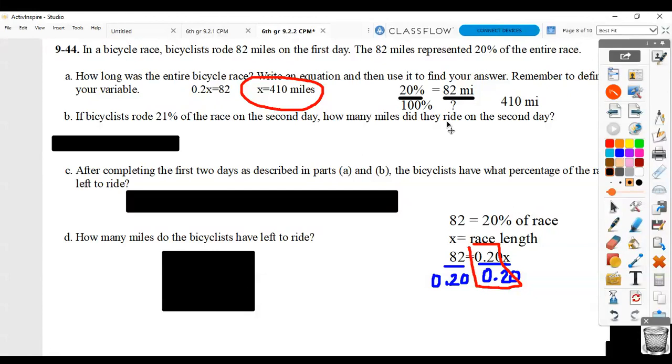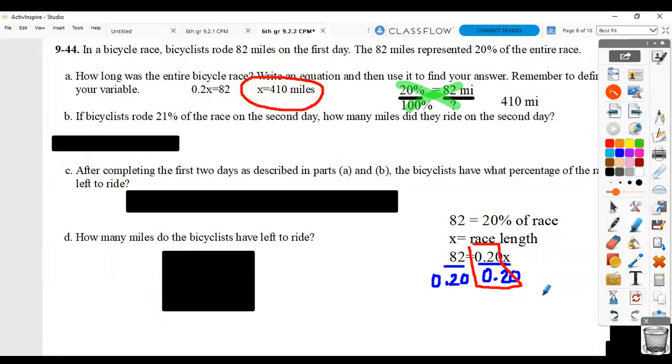The other way you could set it up, I have written here. This, though, is probably not an equation. So this would be another way to solve it, but it's not really an equation, which is that 20% is 82 miles. We want to know what 100% is. And again, that would be something where you would do your cross product. So you take the 82 times 100 and divide by 20 times your x. And again, you end up solving and getting the same answer.